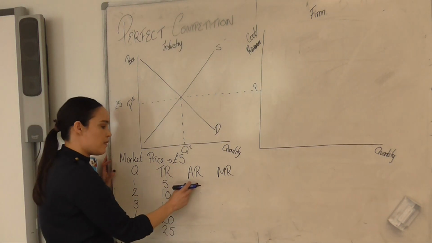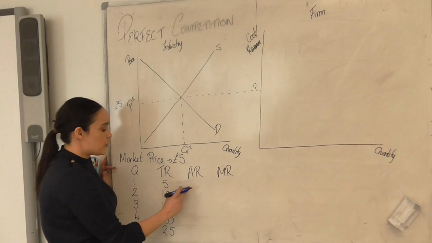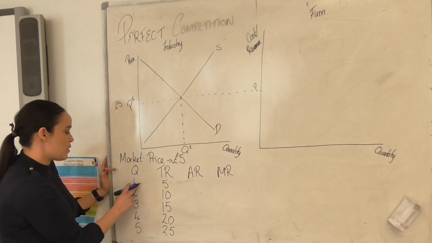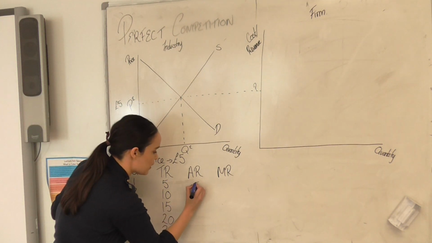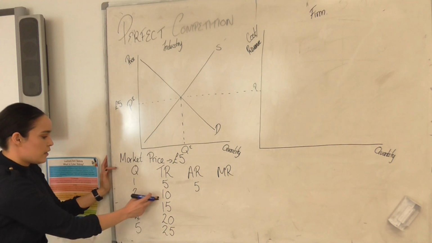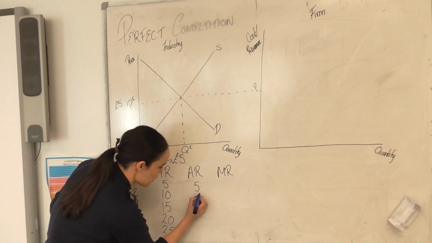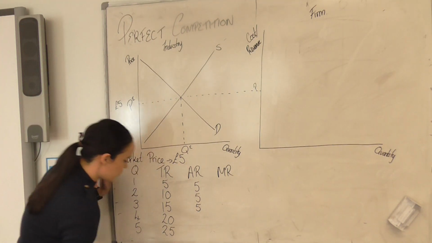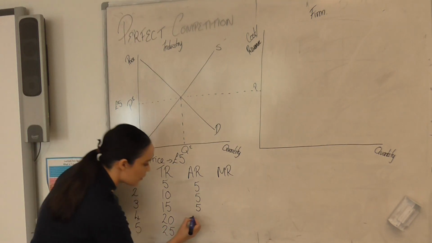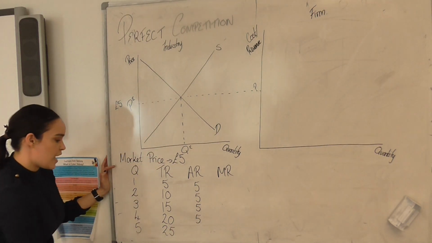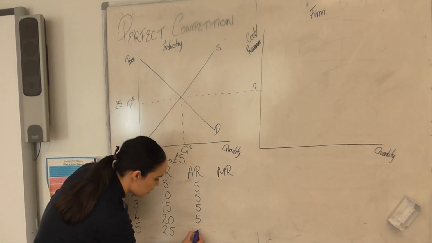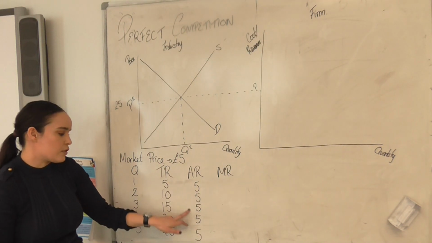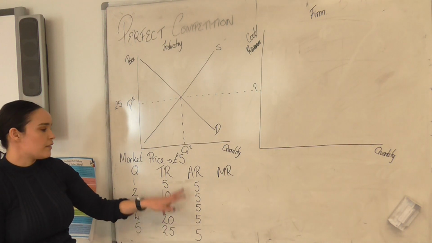So our average revenue, when we work out our average revenue, we just take our total revenue and we divide it by quantity. So here, obviously, 5 divided by 1 gives us 5. 10 divided by 2 gives us 5. 15 divided by 3 gives us 5. 20 divided by 4 gives us 5. And 25 divided by 5 gives us 5. So up until now we can see here that our average revenue is constant at 5, which is equal to our market price.